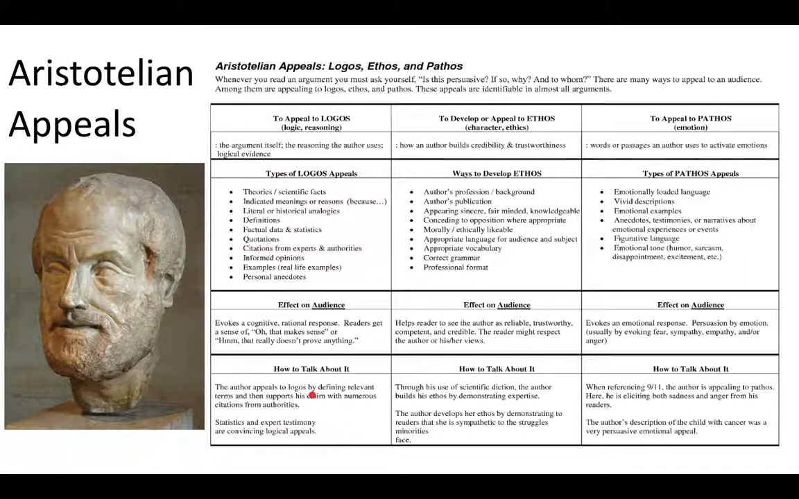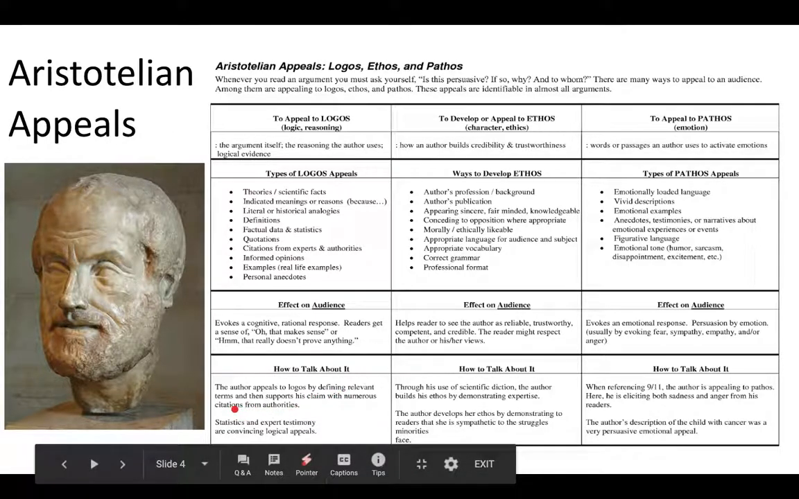The author appeals to logos by defining relevant terms and supports his claim with numerous statistics. So the author appeals to logos through the use of statistics and expert testimony. When we talk about ethos, the author builds his ethos. The author doesn't use ethos. The author builds his ethos. And then we always say how. The author builds his ethos through the use of scientific diction, or the author develops her ethos by demonstrating to readers that she's sympathetic.